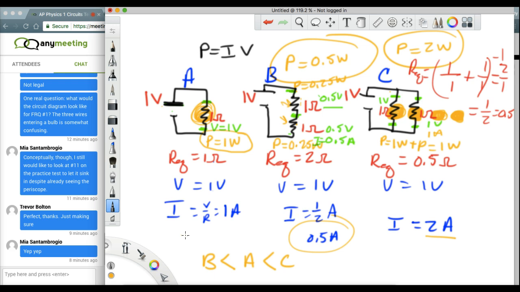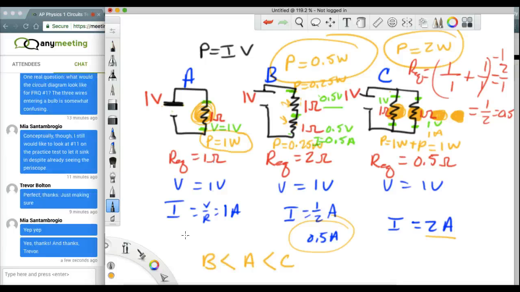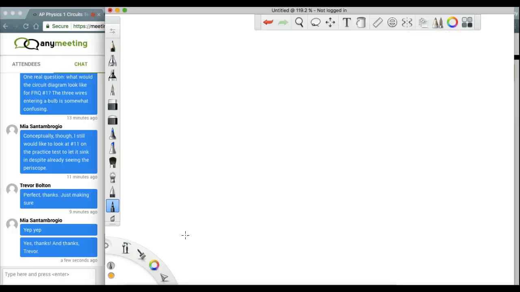Any other questions about number 11 on the practice test? Awesome. Okay. On the quiz, I want to go over number 6. It was the one with the batteries. It's similar to what we were just talking about, but it's something I didn't directly say in class, so I want to make sure we understand it.